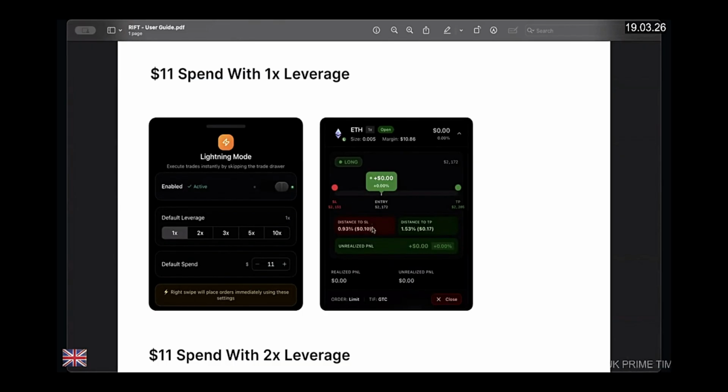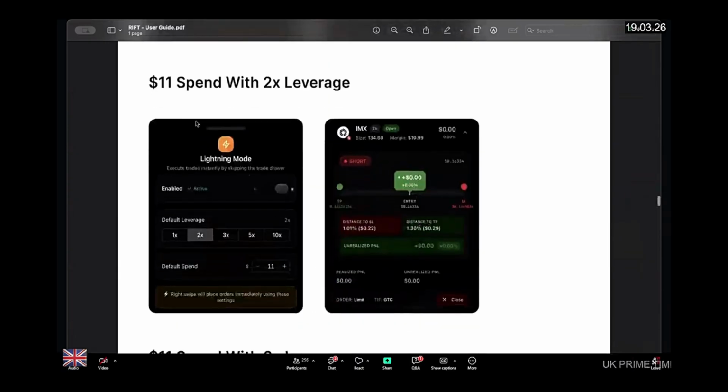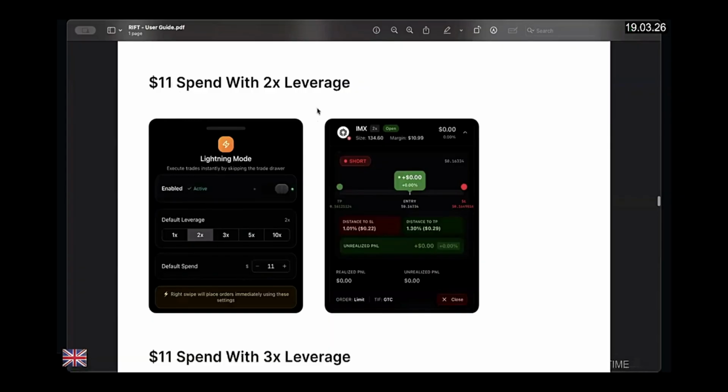So there is a distance to stop loss and take profit. In this case, there is 10 cents of stop loss and 17 cents of profit. If you make 17 cents, the trade will be automatically closed and you will receive 17 cents in your account automatically. And if you face a loss of 10 cents, the trade will be automatically closed for you, and you will realize the loss of 10 cents, and easy, you go on another trade and then you look for another opportunity.